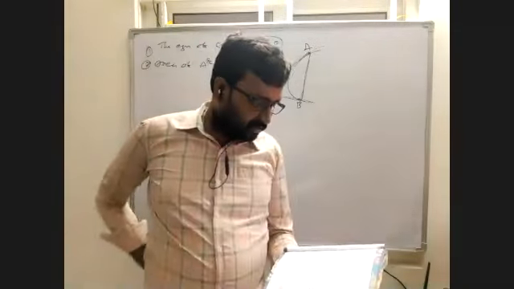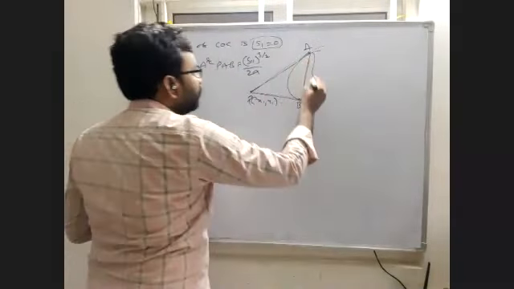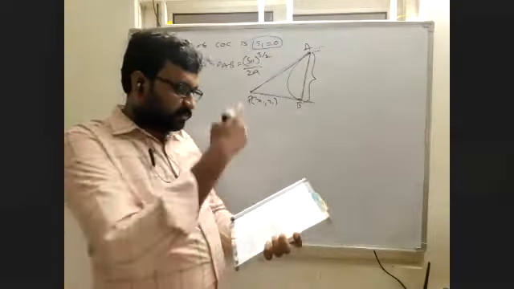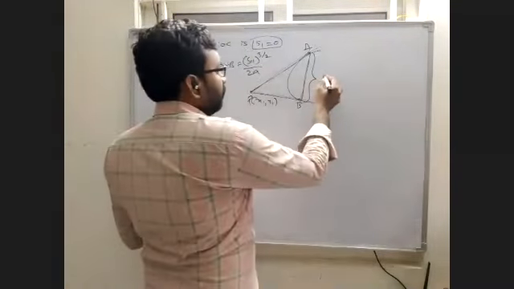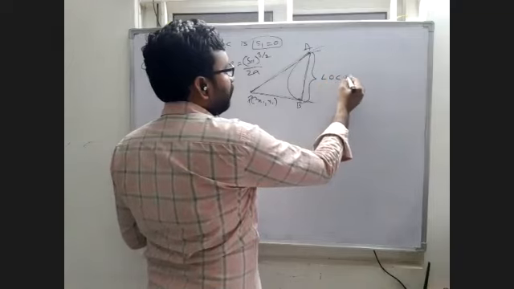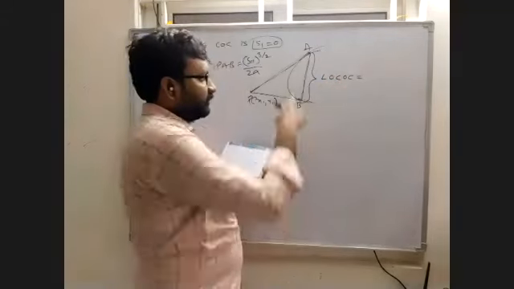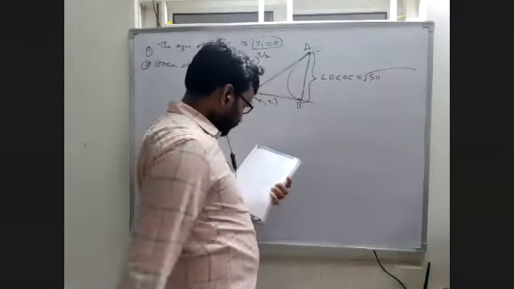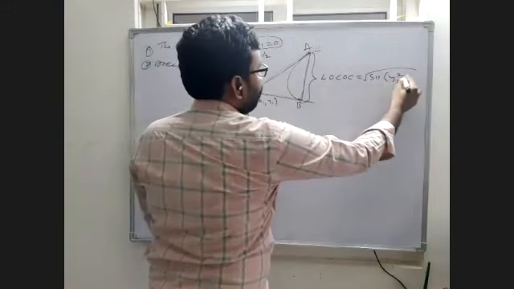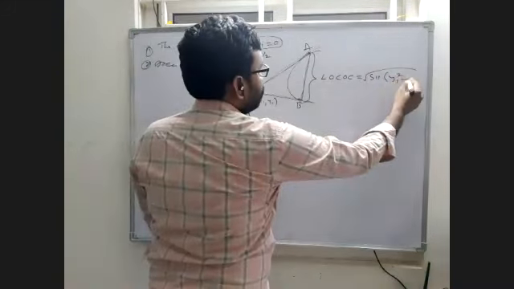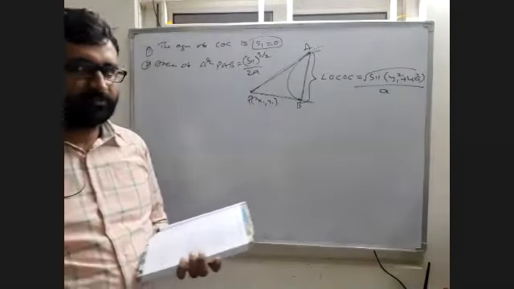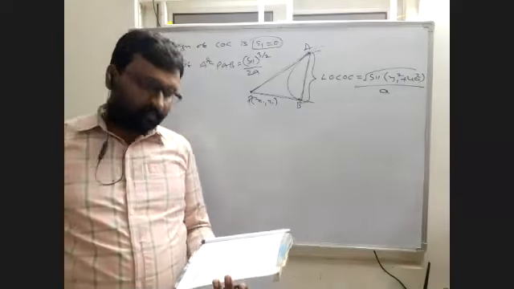Next, the length of the chord of contact. The length of the chord of contact of P(x1, y1) with respect to the parabola is root over S11 into (y1 square plus 4a square) divided by a. This is the length of the chord of contact of P(x1, y1) to the parabola y square equal to 4ax.